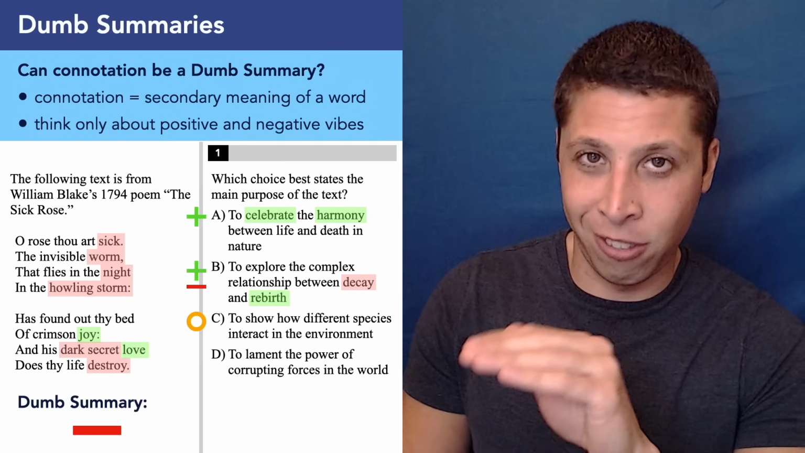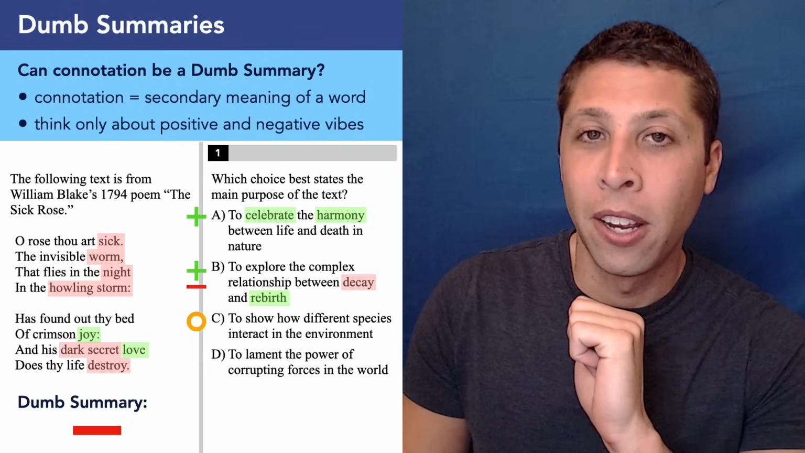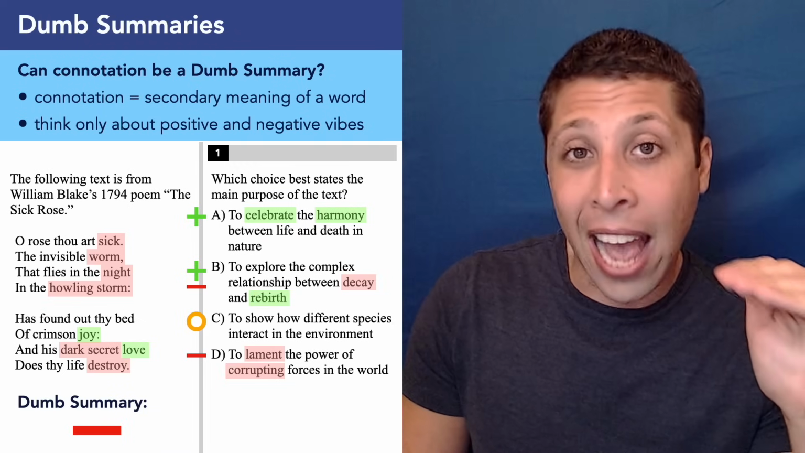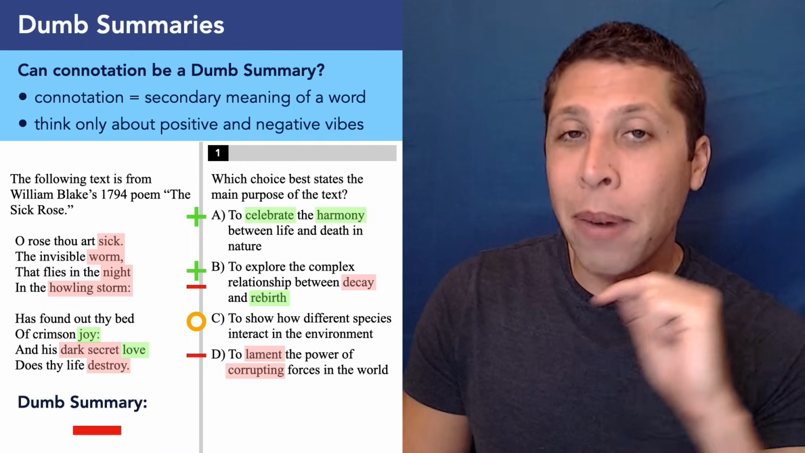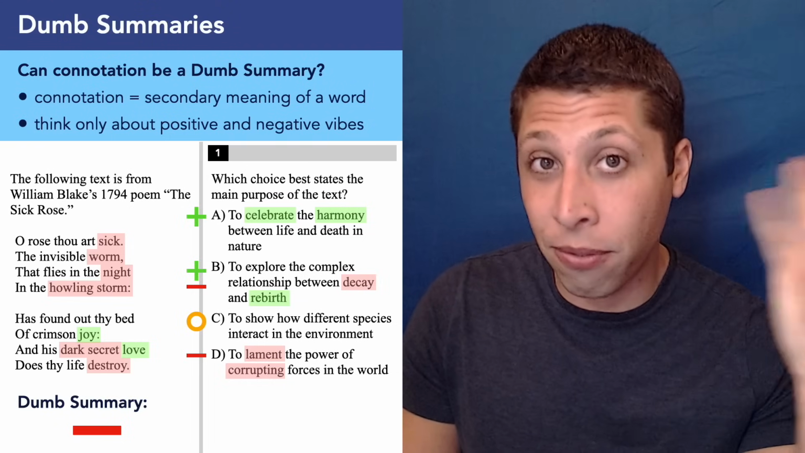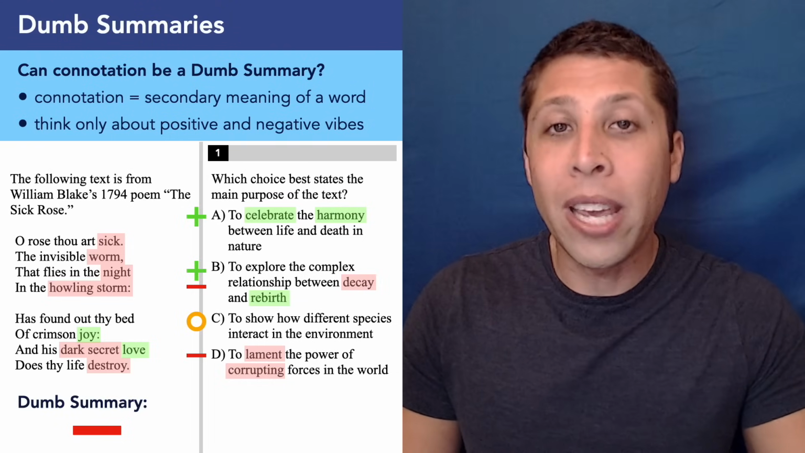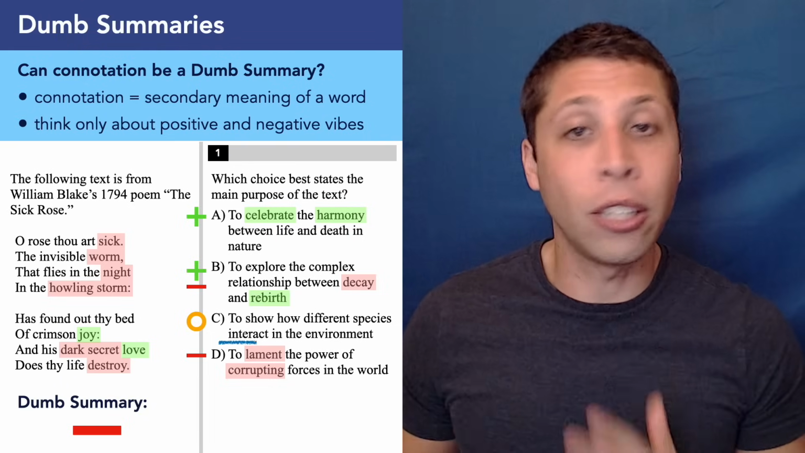And choice D is going to do that for us. To lament the power of corrupting forces in the world. Okay, so maybe you don't know exactly what lament means, but I bet that you've encountered that word at some point before, and you probably have a vague sense that it's negative. And corrupting is definitely negative. So we have a lot here. This is definitely going to be the answer.